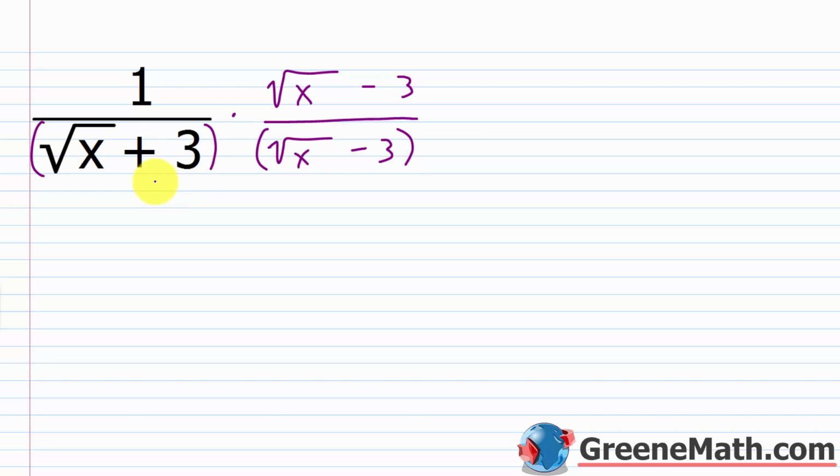So what's going to happen is the middle two terms are going to drop out. They'll cancel, and you'll be left with the first term squared, square root of x squared is x, minus the last term squared, 3 squared is 9.